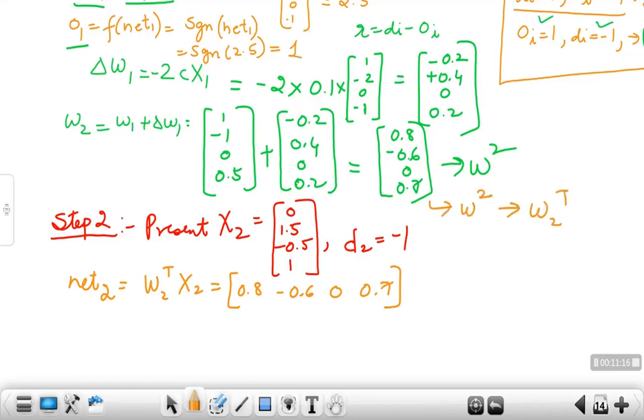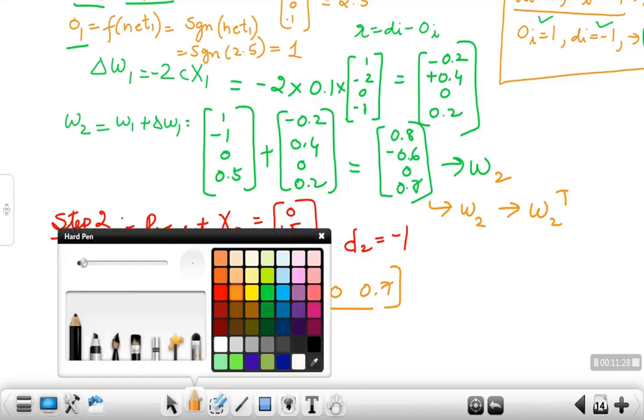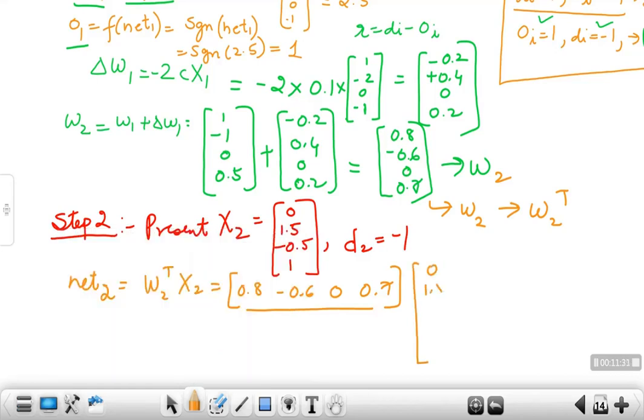So after presenting this we have to find out what is net 2. Net 2 will be nothing but W2 transpose into x2. So W2 is 0.8, minus 0.6, 0, 0.7. I hope you know this is a column vector, this is W2. When I convert it to W2 transpose, transpose meaning it will come as a row vector like this. And then you multiply with x2: 0, 1.5, minus 0.5 and 1.